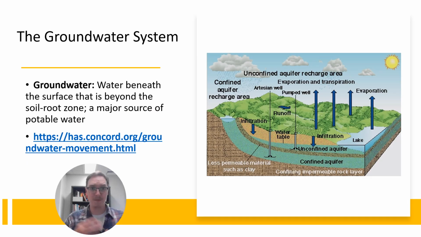Now that we know some of the ways that groundwater moves and functions, let's talk a little bit more about some of the characteristic features within the groundwater system. So we can define our groundwater as water beneath the surface that is beyond the soil root zone, so the extent that plant roots get to. It's a major source of potable water. I would heavily suggest you look at that link that I have provided here on the slide. It'll be available on Canvas.